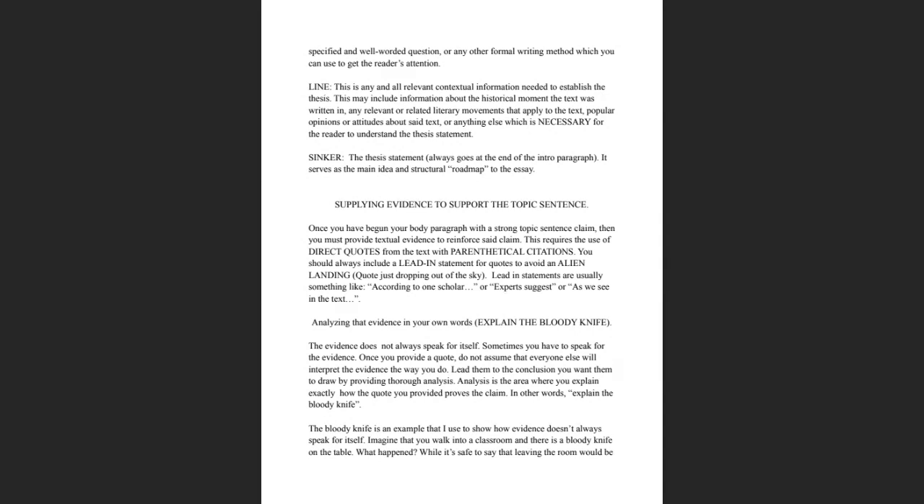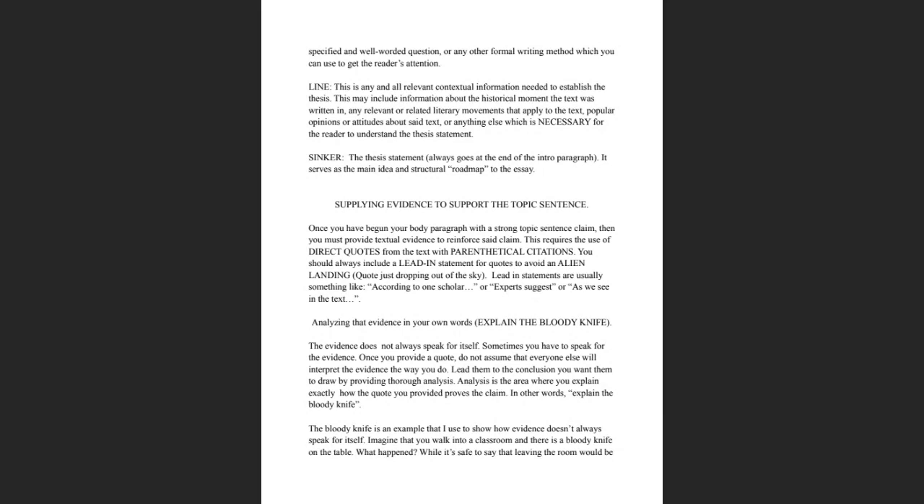So the line section is all the relevant context that is needed for the thesis statement. And then lastly, which you've already done if you started with it first like I recommended, the sinker is the thesis statement. So it always goes, in order, hook, line, and sinker. You start with the hook, you move to the context, you provide the thesis statement. The thesis statement is always the last sentence of the introductory paragraph.